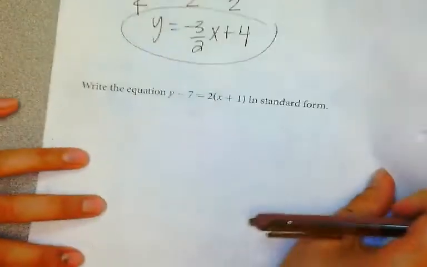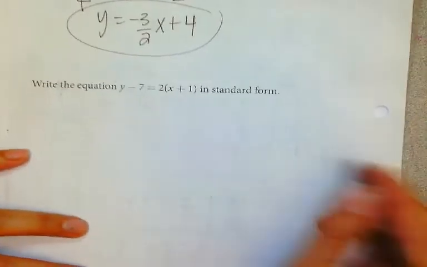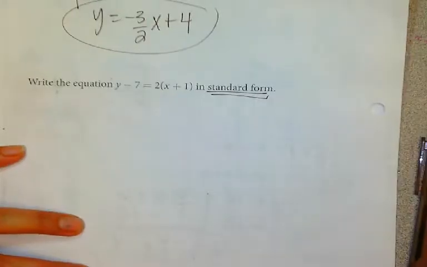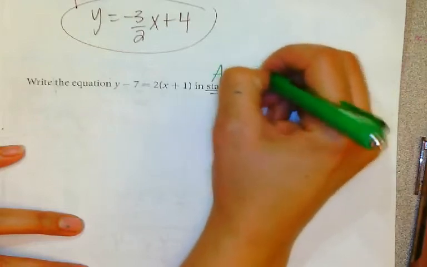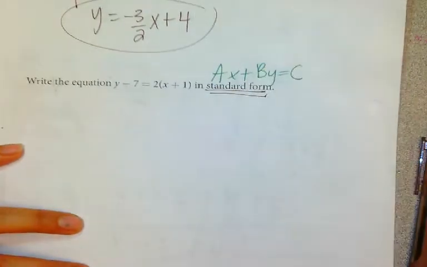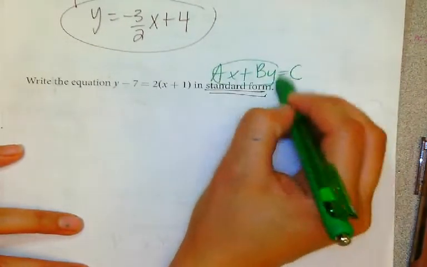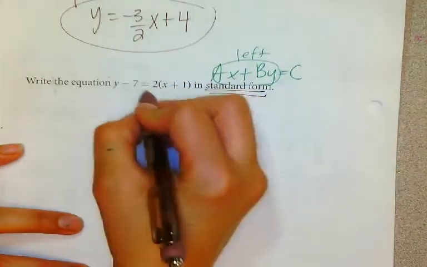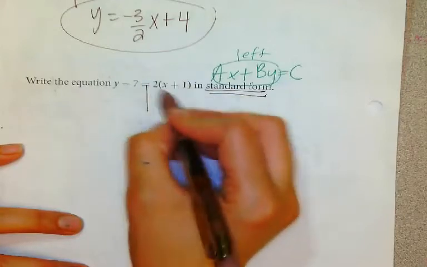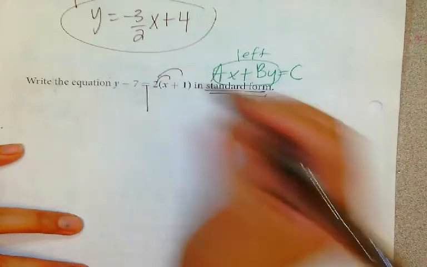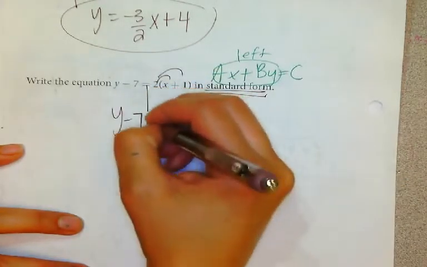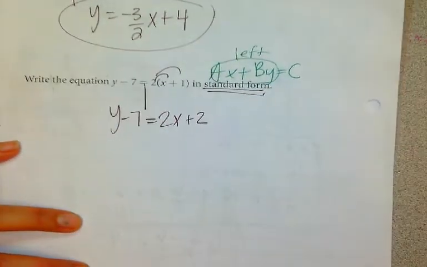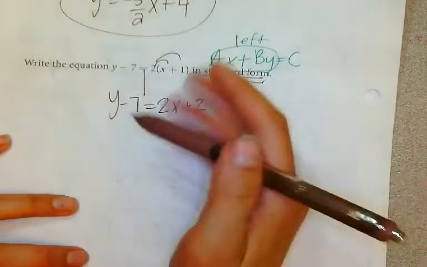Okay, the last part on this homework for today was to do this in standard form. If I forget on the test what is standard form, I look it up in my formula chart and I know that this is it. So that's when the x and the y are both on the left side. Okay, so over here I feel like I need to undo this, so I need to distribute first to clear it up. So I have y minus 7, 2x plus 2 when I distribute. Okay, so it's looking more and more like that.